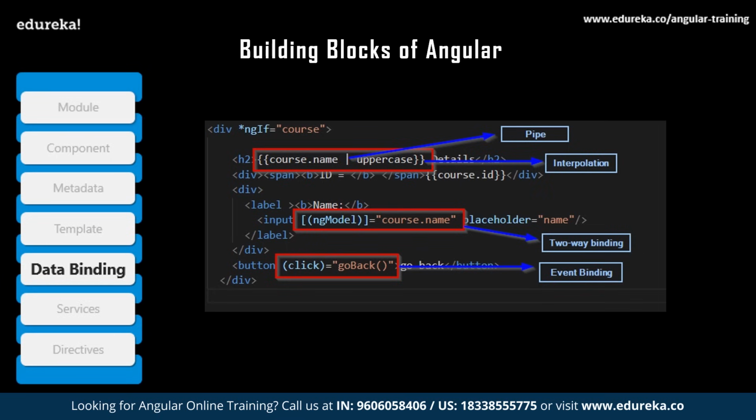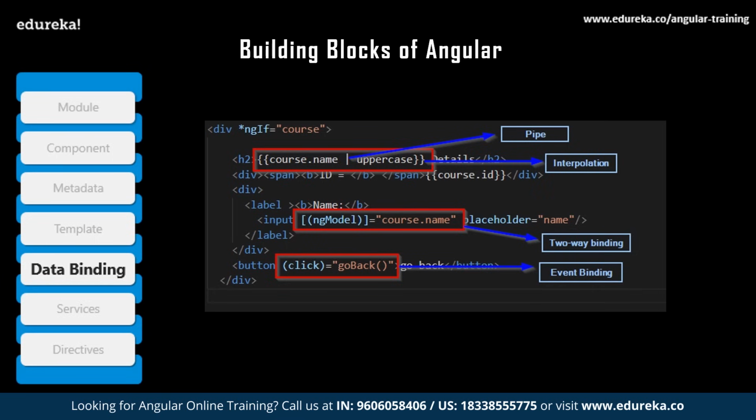So as you can see over here, this input line is an example of two-way data binding. Now it is because of this line that I was able to manipulate the name of the course plus see the changes in the name itself. This button click over here is an example of event binding. The course ID that you see over here is interpolation or property binding. Okay, so I was actually talking about pipes.